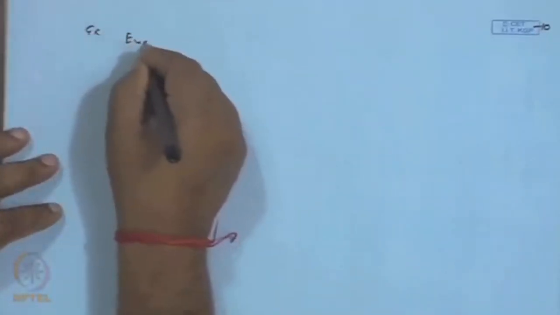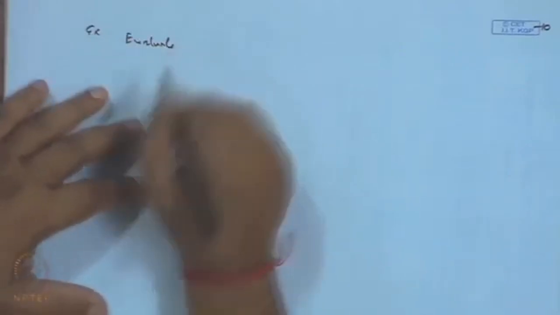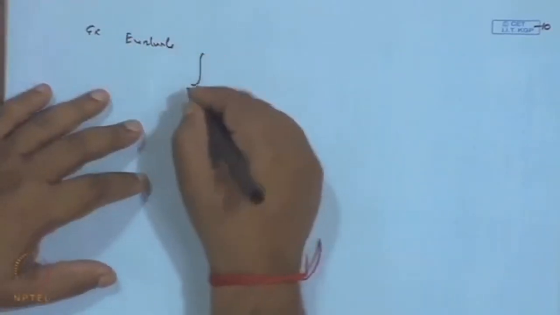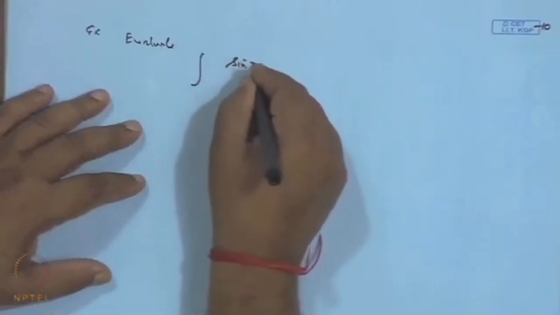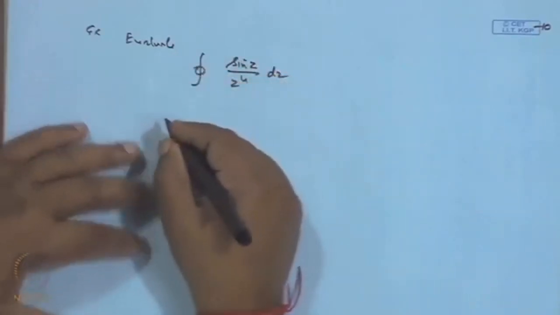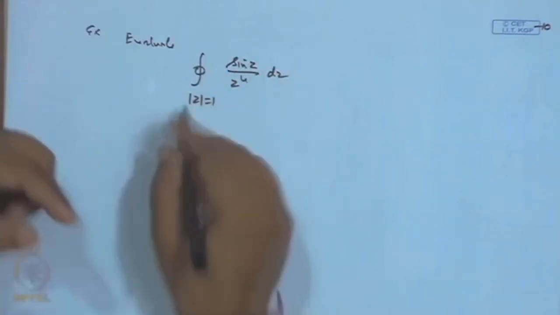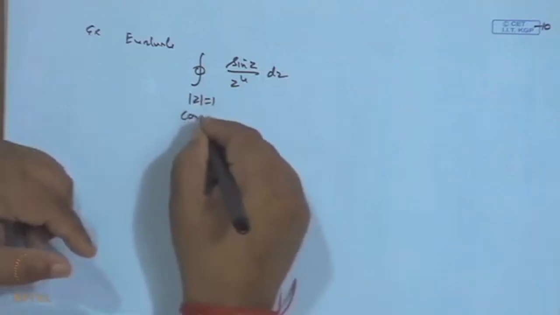Suppose I wanted to evaluate this integral of f(z), sin z by z to the power 4, dz along the unit circle mod z equal to 1 in a counterclockwise direction.